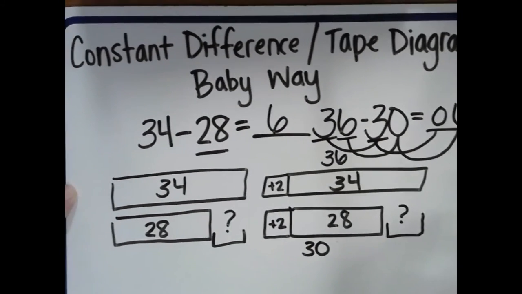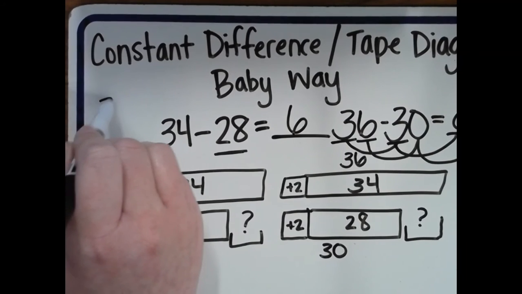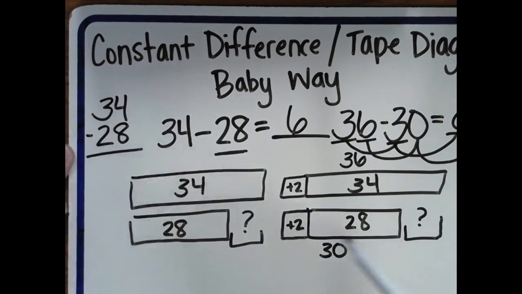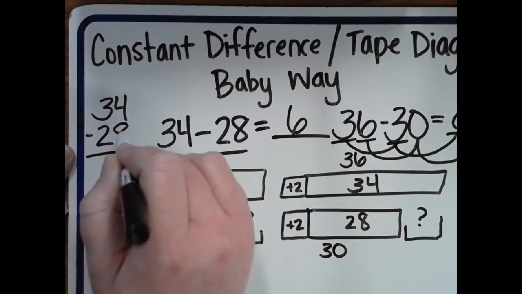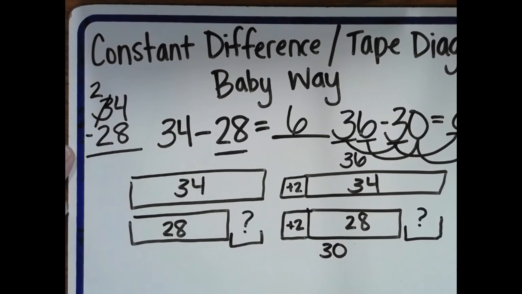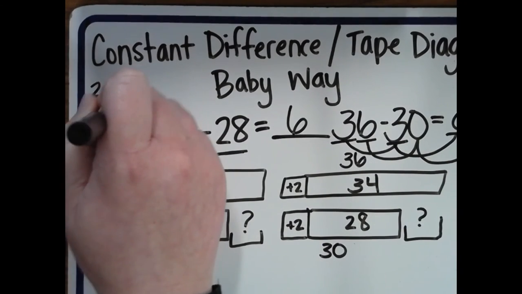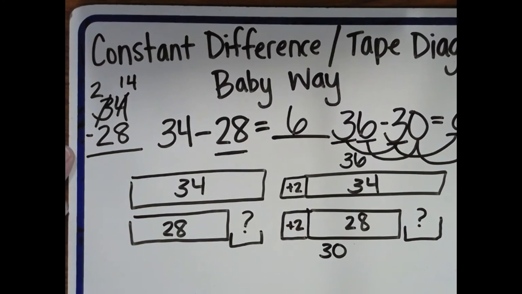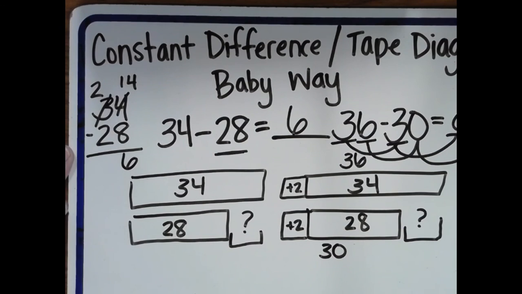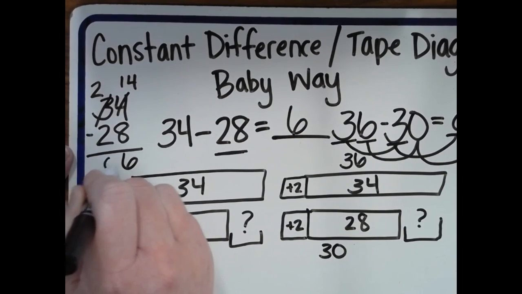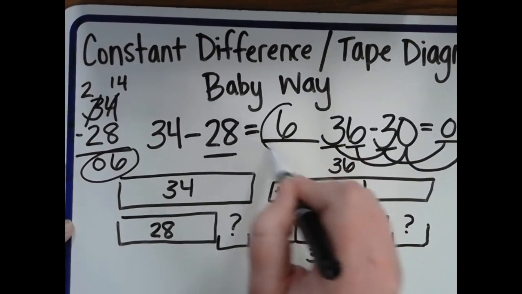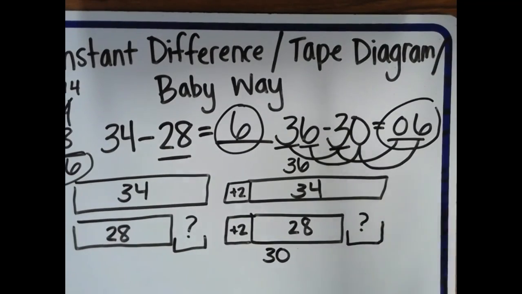If I wanted to stack it to double check, I could. 34 take away 28. Start in my ones place, 4 take away 8. Can't do that. Got to borrow from my tens. The 3 becomes a 2. This 4 becomes a 14. 14 take away 8 is 6. 2 take away 2 is 0. So now I've just verified that my answer of 6 is correct.